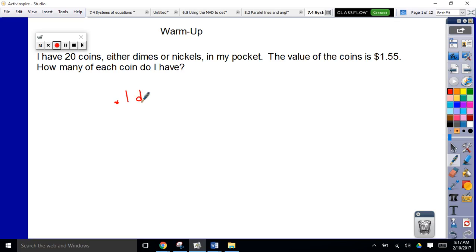0.1d plus 0.05n equals 1.55. Okay, and what would the other equation be? d plus n equals 20. Okay, so those of you who are confused by coin problems, you write all the equations the same way.